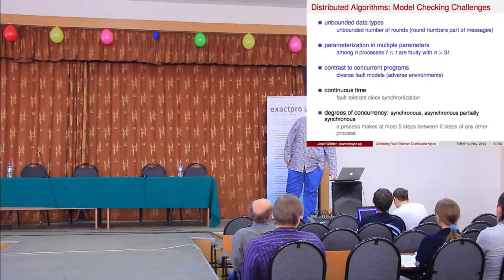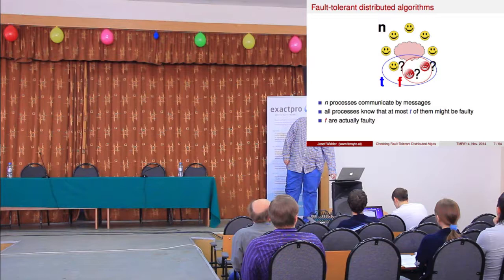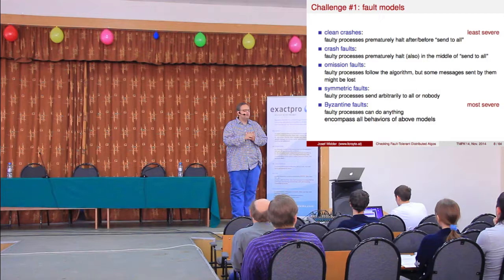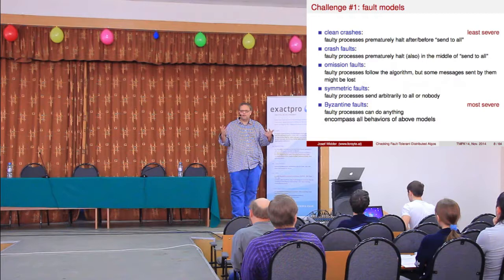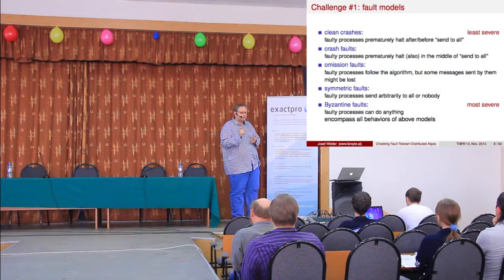So to recall, this is what we have, right? A system of processes communicating. Some are faulty. I have collected the challenges here. So challenge one is we have fault models. That's not classic in verification. Right? In verification, you have a program and you want to test whether the program reaches its goal. What you want to do here is you have a distributed algorithm and want to check whether this algorithm is correct under these fault assumptions. So you have to capture these fault models inside your model. You have to be sure that you properly describe these different fault models in your modeling.